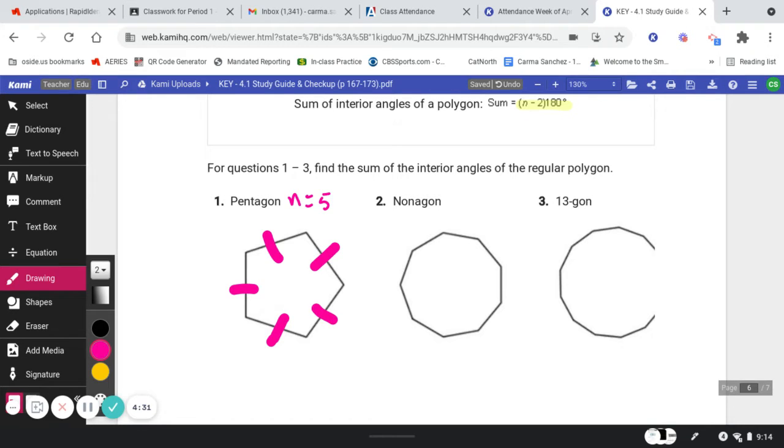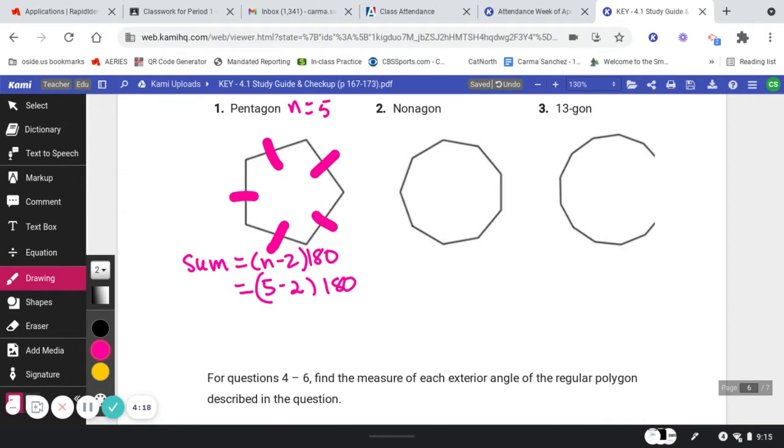And so we're going to go ahead and use a little formula where the sum is equal to 180 times n minus 2. And our n is just 5. So 3 times 180. This means that the sum of the interior angles of this shape equals 540. Now we're going to go do the nonagon.